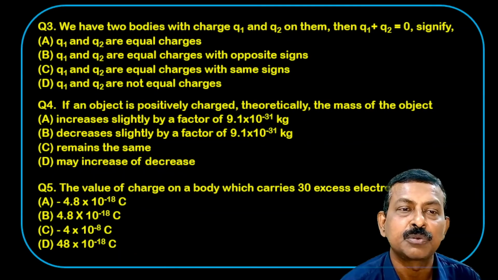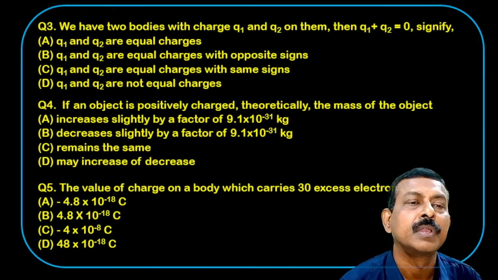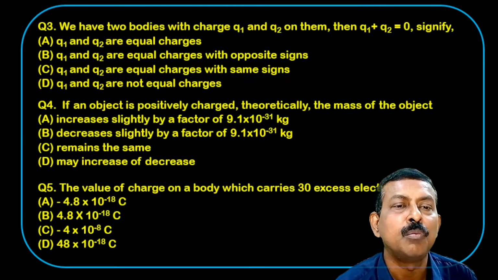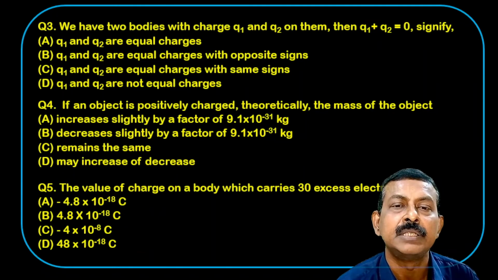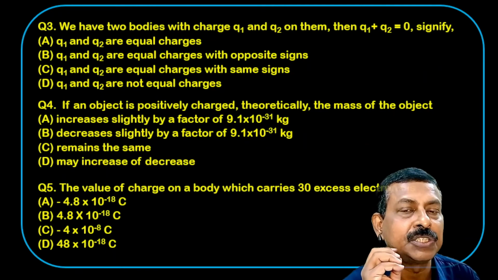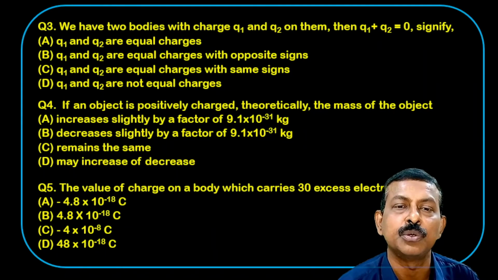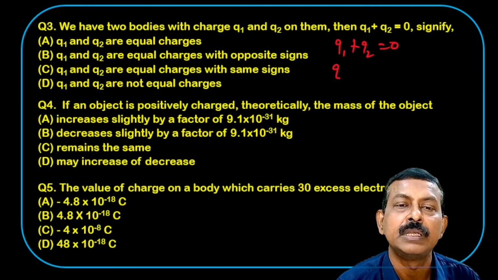Let's take the next question. We have two bodies with charges Q1 and Q2 on them. Then Q1 plus Q2 is 0. Now, if Q1 plus Q2 is 0, that means we are taking the net charge on the body to be 0. So here, if you take Q1 plus Q2 equal to 0, it means Q1 is equal to minus Q2.